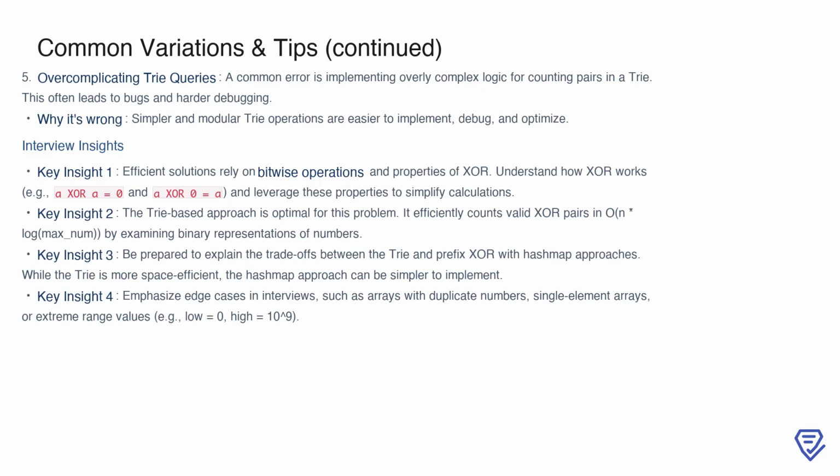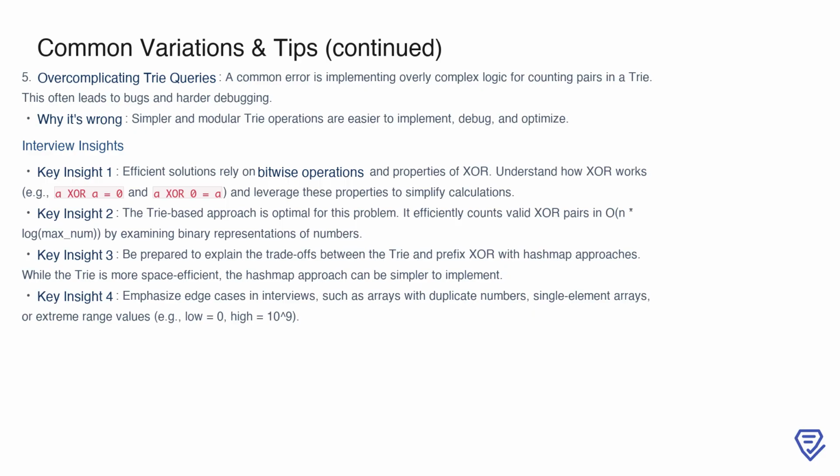Overcomplicating tree queries is another common mistake. While the tree approach is powerful, adding unnecessary complexity to its operations can lead to bugs and make debugging more challenging. Simplifying and modularizing your tree operations ensures that the solution is not only efficient but also easier to manage.